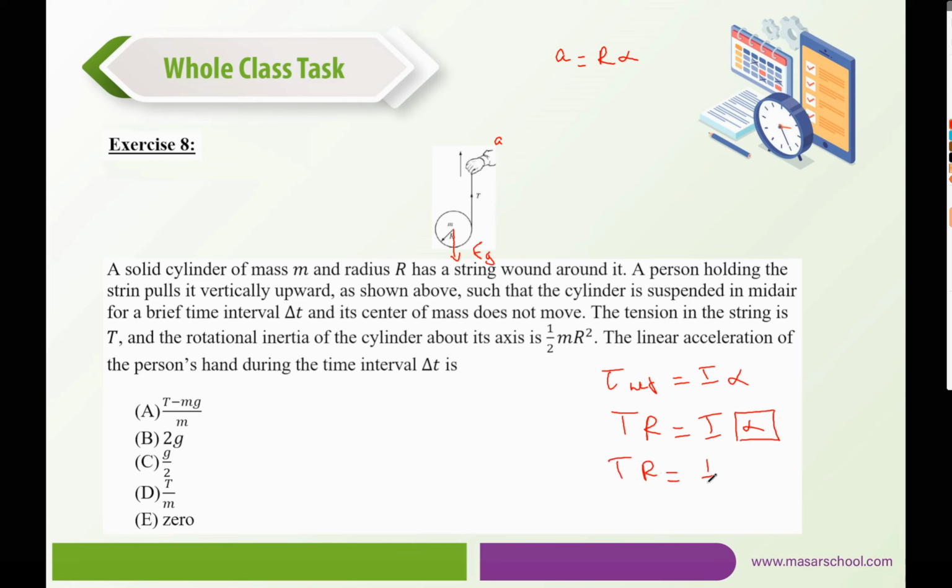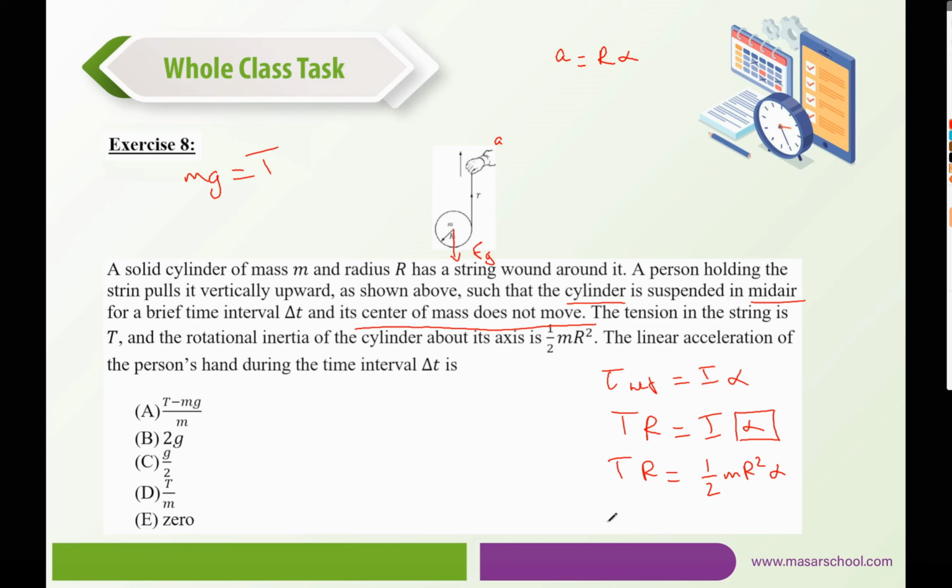Now I is given by half mr square. Now what about the tension? Notice that here there is a statement which is very important. The cylinder is being suspended in mid-air and its center of mass does not move, which means that we are in translational equilibrium, and we can say that the pull of gravity and the tension are balanced forces, so mg is equal to the tension.